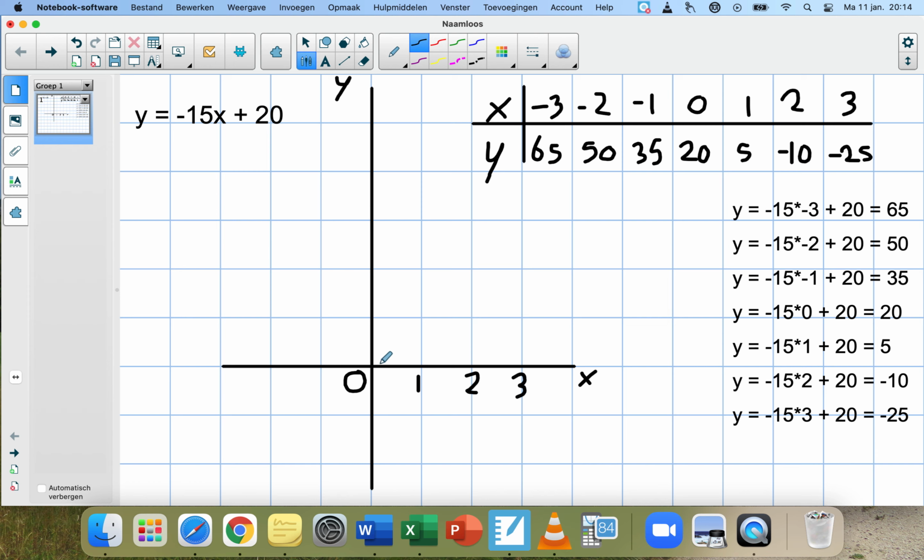The second thing you have to look at is that you have to make sure all these values fit in your coordinate system. So for the x-axis, I can use steps of 1. It's no problem. I can fit it all in. 0, and then we're going back, minus 1, minus 2, and minus 3.